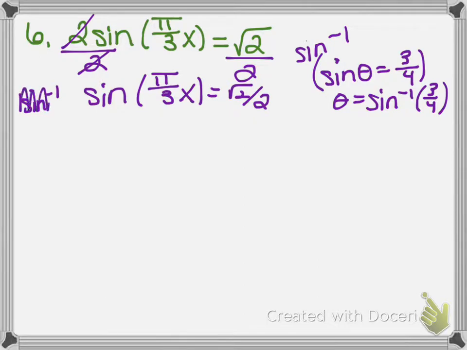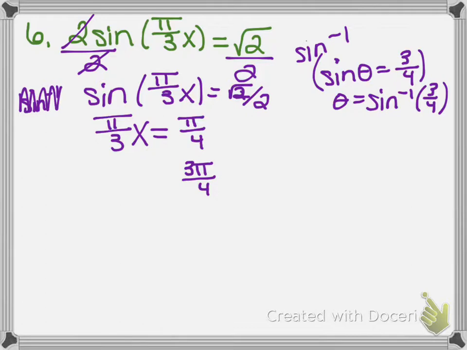Okay, so most of the time, like I said, we don't show that. We just get rid of sine and we figure out what angles had a sine value of square root of 2 over 2. And of course the first one is pi fourths, and then the second one is 3 pi fourths. Okay, and then we're now rid of the sine.